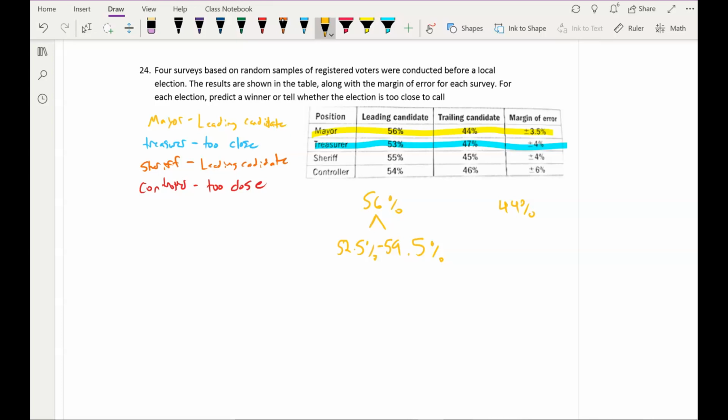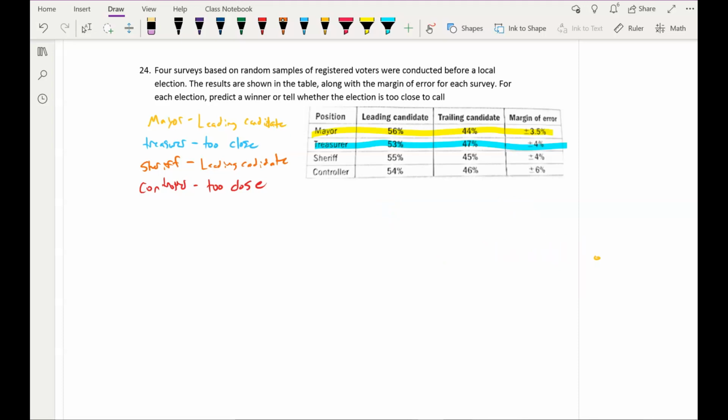Whereas the trailing candidate, we could subtract 3.5 and we would get 40.5%. We could add 3.5, we get 47.5%. Okay, is there any overlap there? Since there's no overlap, the highest this one is going to get is likely 47.5% of the vote. The lowest the leading candidate's going to get is 52.5% of the vote. There's no overlap there, so you can somewhat confidently predict that the leading candidate is going to get the mayoral position.